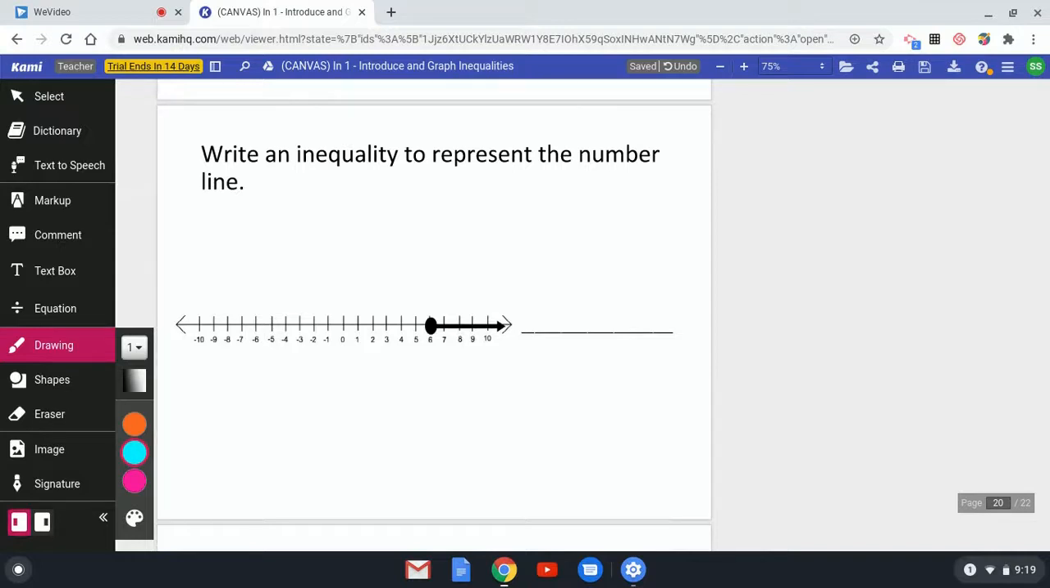All right, for this one, x and 6, our arrow's going to the right. So we would have greater than, and our circle is closed, so it has to be equal to.